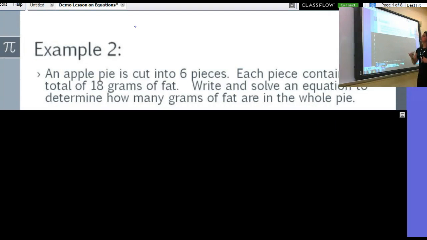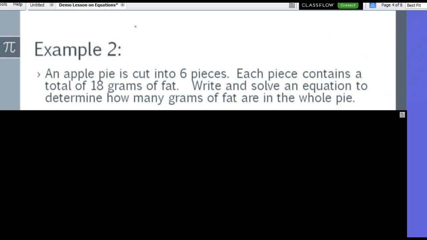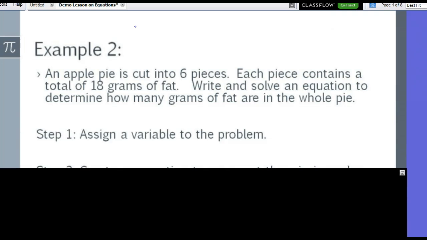Example 2. An apple pie is cut into 6 pieces. Each piece contains a total of 18 grams of fat. Write and solve an equation to determine how many grams of fat are in the whole pie. Well, we can see that there are a total of 18 grams per slice, and we have 6 slices. So let's say that our variable we're missing or looking for is p, and p represents the pie.